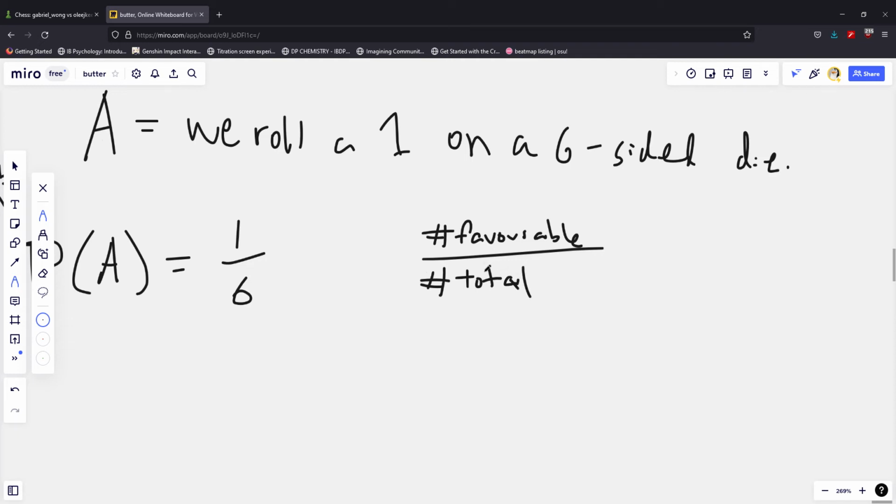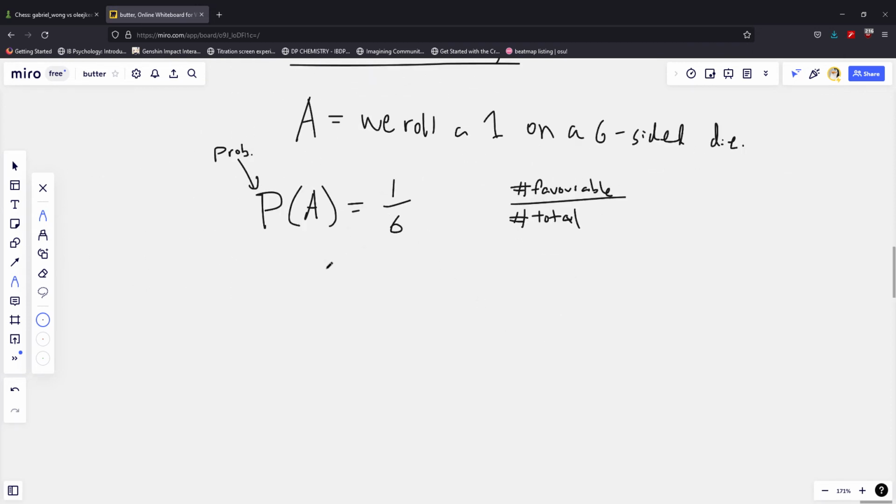So in our dice example, we have one favorable outcome, which is the case where we roll a 1, but there are 6 total possible outcomes. We can roll a 1, a 2, a 3, or 4, all the way up to 6. So that's why that's 1 over 6.